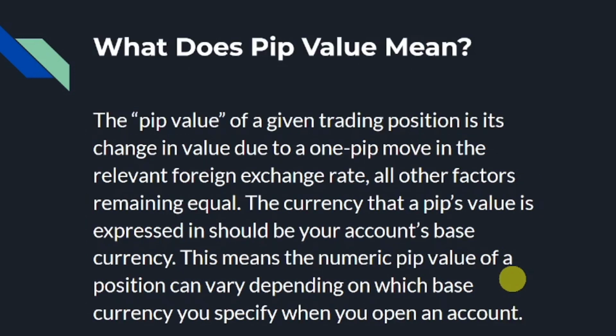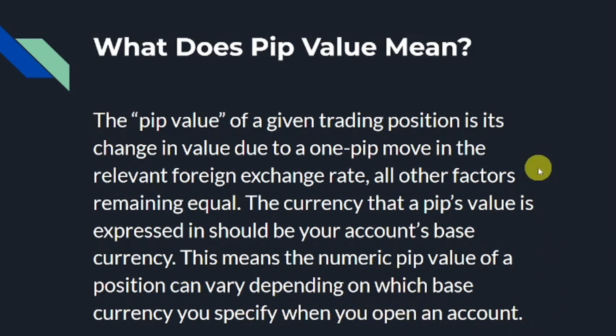So what does pip value mean? Okay, the pip value of a given trading position is the change in value due to one pip move in the relevant foreign exchange rate, all other factors remaining equal. The currency that the pip value is expressed in should be your account base currency. This means the numeric pip value of a position can vary depending on the base currency you specifically open the account with. So this is basically what I've explained earlier.